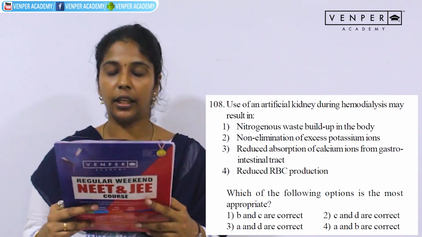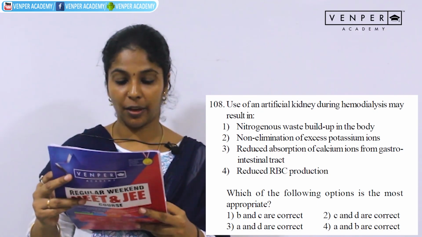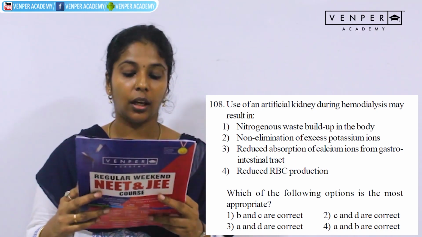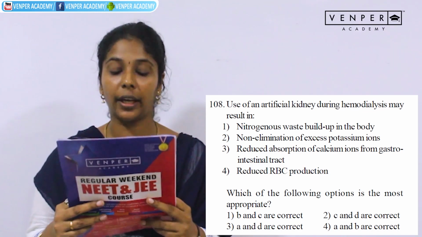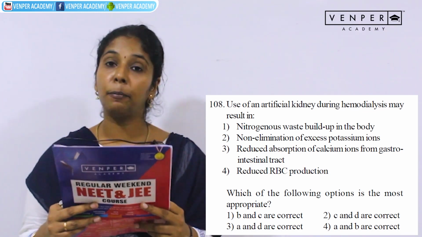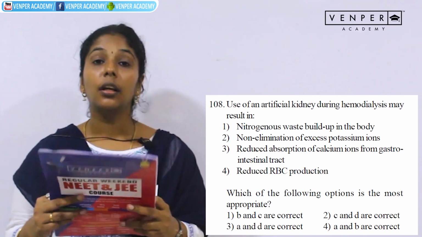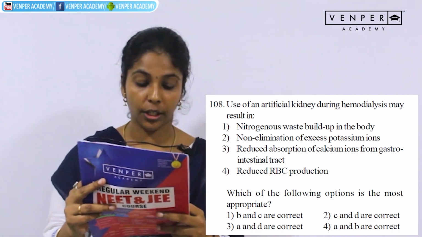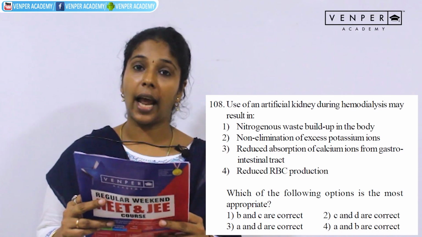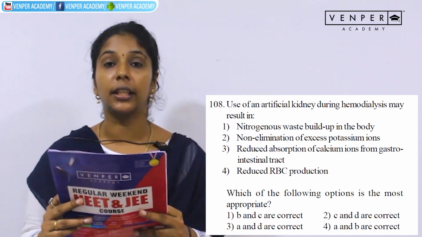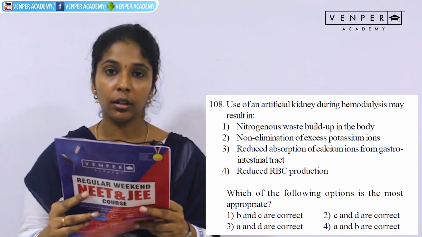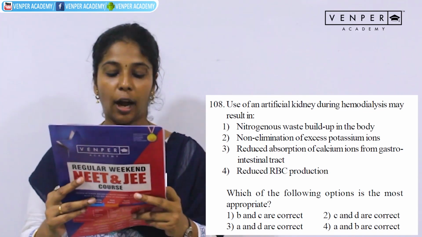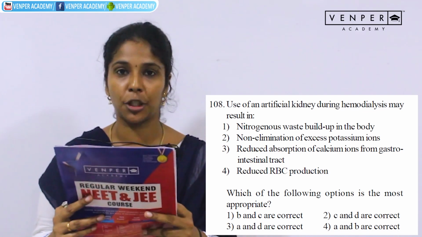Artificial kidney is used to eliminate the nitrogenous waste buildup in the body. So it will eliminate, and it causes elimination of excess potassium ion. So option A and B are not correct. Option C, reduced absorption of calcium ion from gastrointestinal tract. Kidney secretes an active form of vitamin D which helps in the absorption of calcium ion from GI tract. So if there is any problem with the kidney, then automatically there will be reduced absorption of calcium ion.